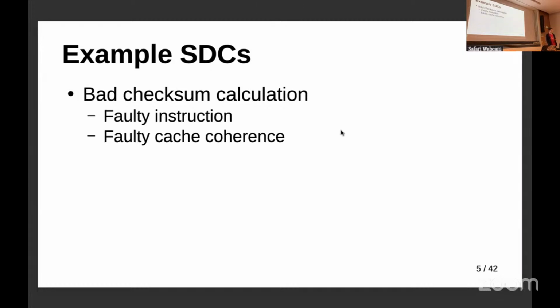Another machine was computing a checksum incorrectly, not because of a bad instruction, but because of bad cache coherence. They had one thread that was writing into a buffer and another thread that was reading data out of it to compute the checksum. However, because the cache coherence was not functioning correctly, the reader thread occasionally saw inconsistent data in the cache and read the wrong value out of it. And the checksum at the end ended up not matching.